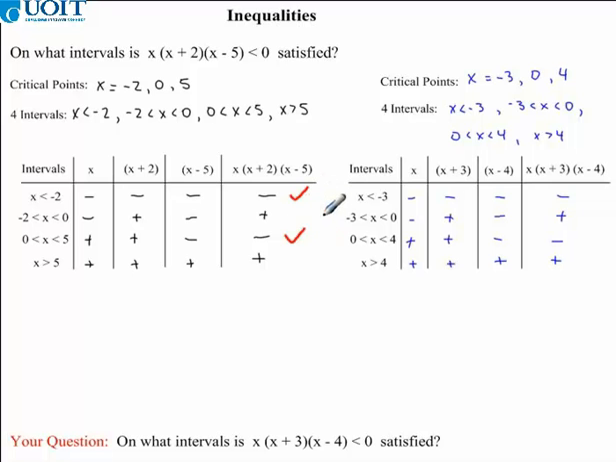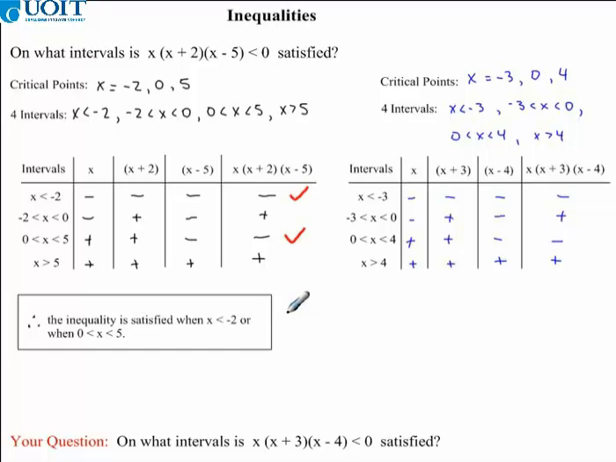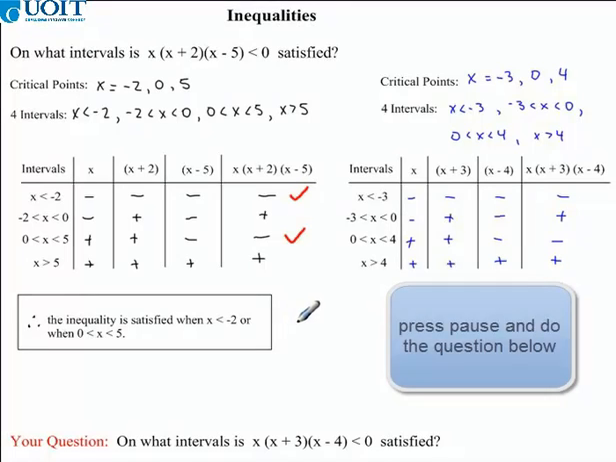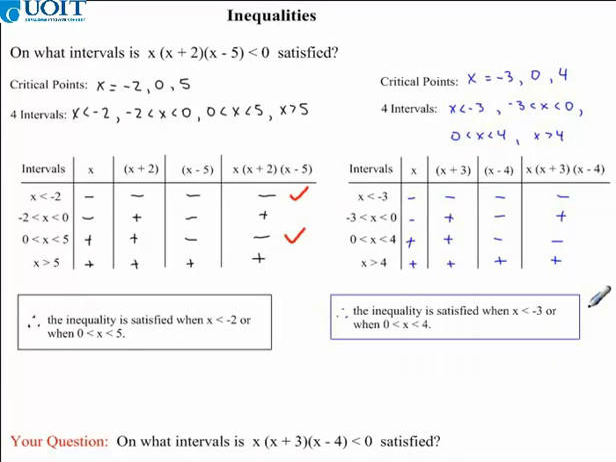So now we just need to combine these two intervals together. Therefore, the inequality is satisfied when x is less than negative 2, or when 0 is less than x less than 5. I would now like you to find the final solution for the question you are given. This should be your final statement.